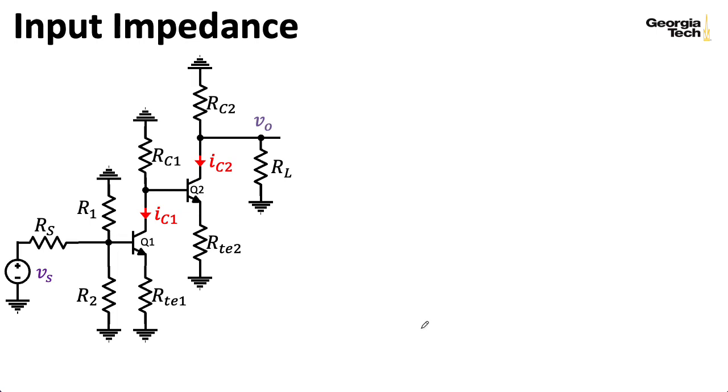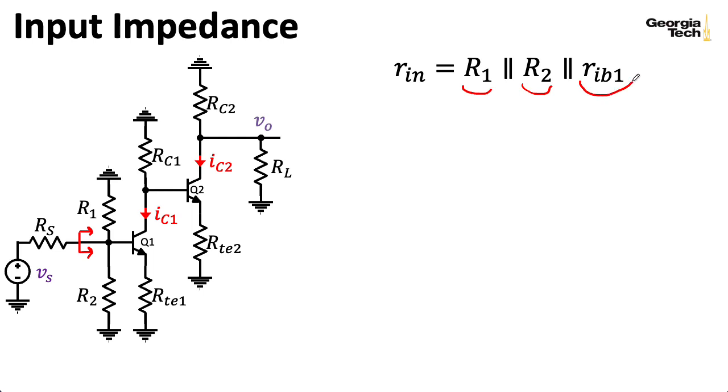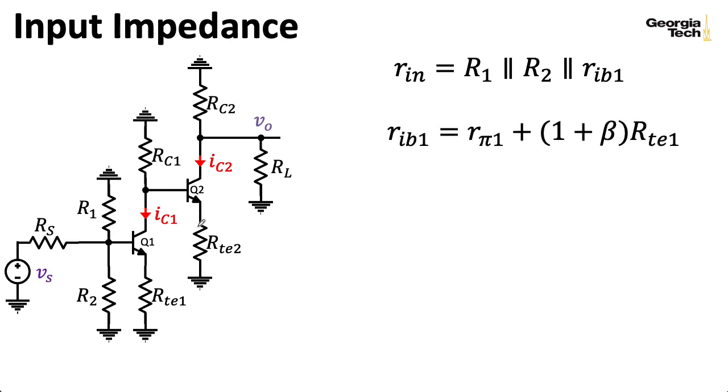So what about the input impedance? That's the resistance seen looking into this junction of R1, R2, and the base of Q1. So that's going to be R1 in parallel with R2, in parallel with the resistance seen looking into the base of Q1. Notice that RS is not included in this impedance calculation. It's considered part of the source driving the amplifier and not part of the amplifier itself. All right, so what's RIB1? That's just the raw input resistance of Q1, that's Rπ1, plus (1 plus beta) times this emitter resistance down here, RTE1. Fortunately, none of the stuff up here shows up in the calculation of the input resistance.